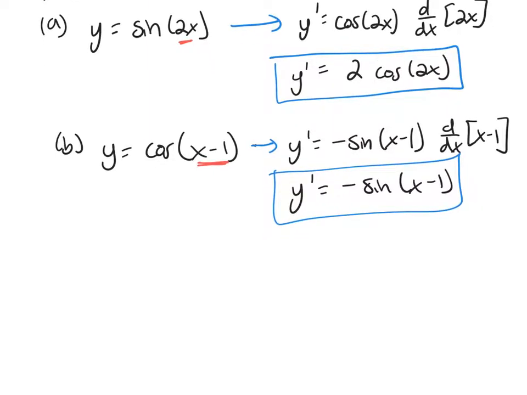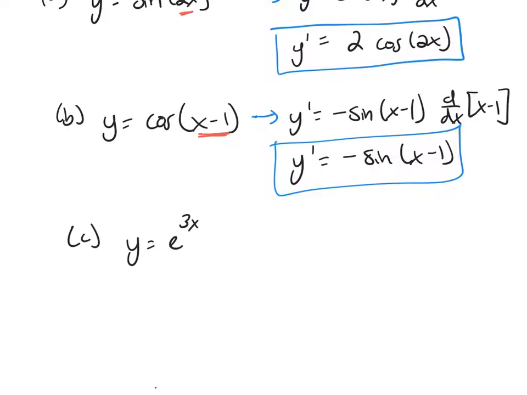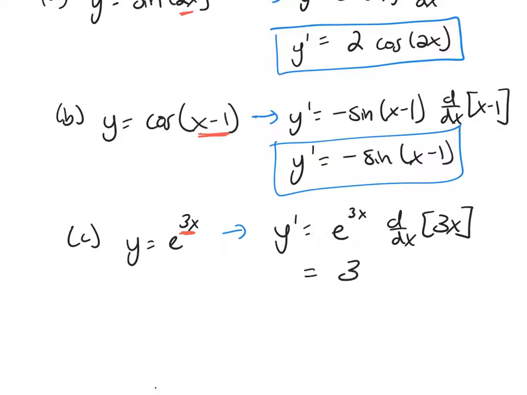Third one we're going to look at, y equals e to the 3x. Now when you're thinking about this, your inside is really this 3x. So when you have e to the x, the derivative would be itself, e to the 3x, times the derivative of the inside, which is 3x. The derivative of 3x is 3, so this will be 3 e to the 3x.